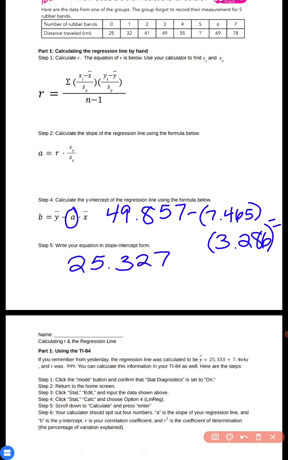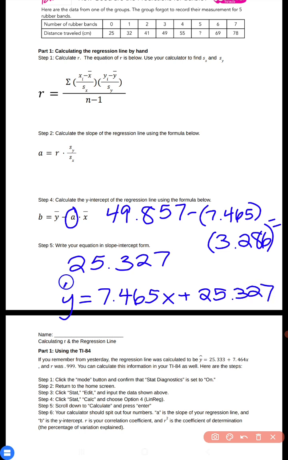All right, so if I was going to write my equation now for the line of best fit, I have everything I need. I have my slope, which was 7.465, and I have my y-intercept, which was 25.327. And generally what we do is we put this little hat symbol on top of the y. And what we mean by that is this is a prediction line. So anytime you put a little hat symbol, you're saying, hey, this is a line that came from sample data. I can use it to make predictions about the population at large.